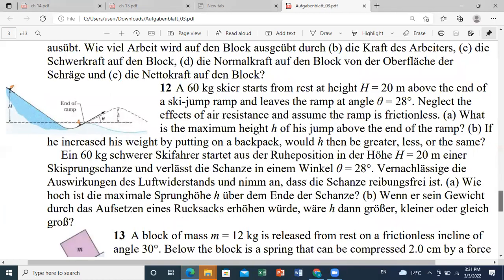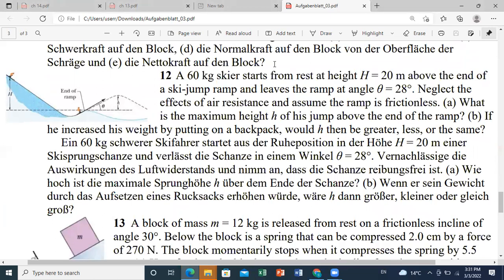In problem 12, a 60 kilogram skier starts from rest at height h, 20 meters, above the end of a ski jump ramp, and leaves the ramp at an angle of 28 degrees. Neglect the effect of air resistance and assume the ramp is frictionless. What is the maximum height of his jump above the end of the ramp? So this is a projectile motion. They gave us the initial height from which the skier will start.